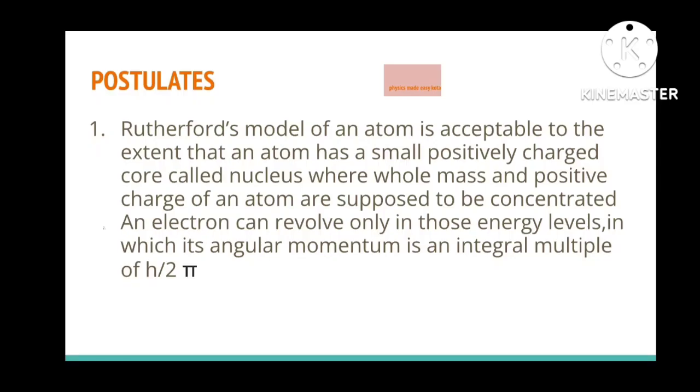Bohr made various assumptions. Number 1: Rutherford's model of atom is acceptable to the extent that an atom has a small positively charged core, which is called the nucleus, where the whole mass and positive charge of the atom are supposed to be concentrated. Also, an electron can revolve only in those energy levels in which angular momentum is an integral multiple of h divided by 2 pi. Here h is the Planck constant. This is also known as the Bohr quantization condition for angular momentum.